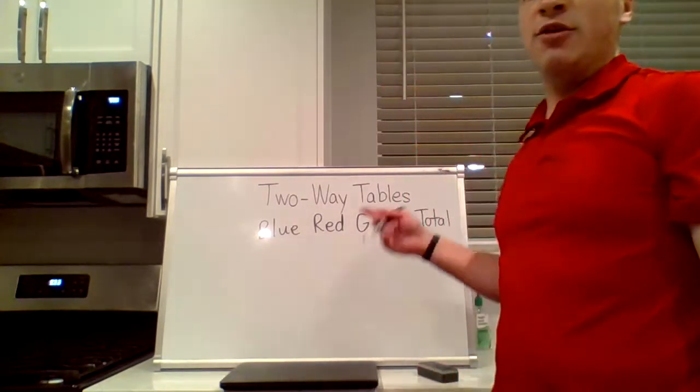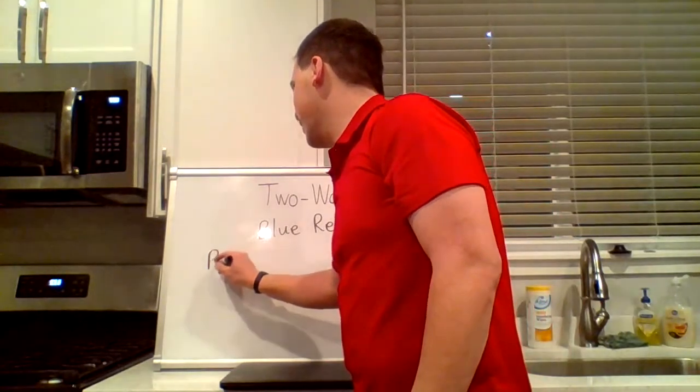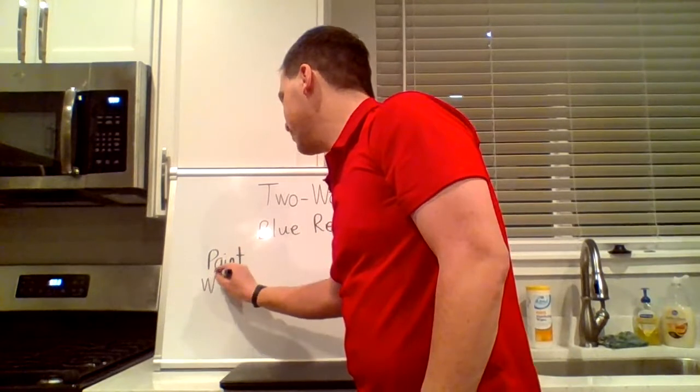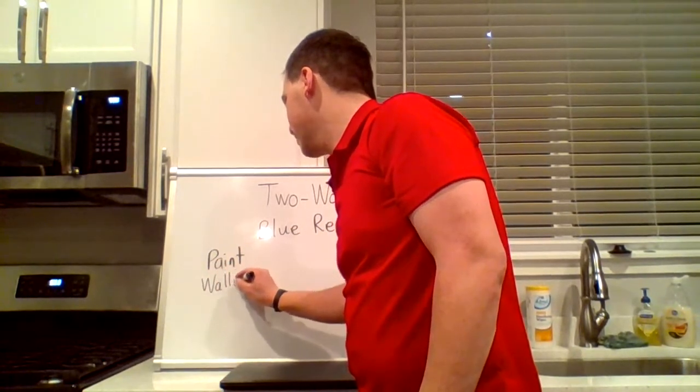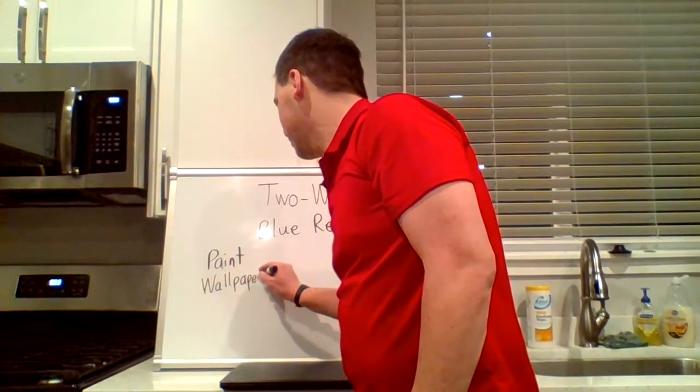Later on, I'm going to make you do some of your own tables, but for right now, we're doing pre-made ones. Paint, wallpaper, the terrible W, and total.